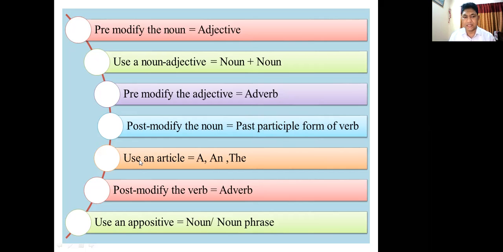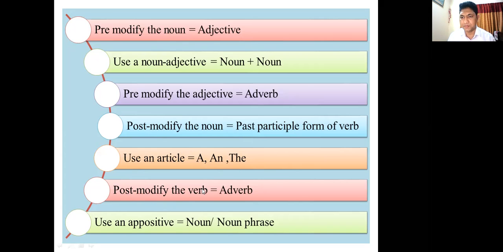Come to next one, that is use an article. When you are asked to write article, you have to write definite article or indefinite article according to the demand of the situation, according to the demand of the sentence. Okay, if the sentence demands a, you have to write down a. If the sentence demands an, you have to write down an. If the sentence demands the, you have to write down the. Okay, according to the demand of the sentence, you have to write definite article or indefinite article.